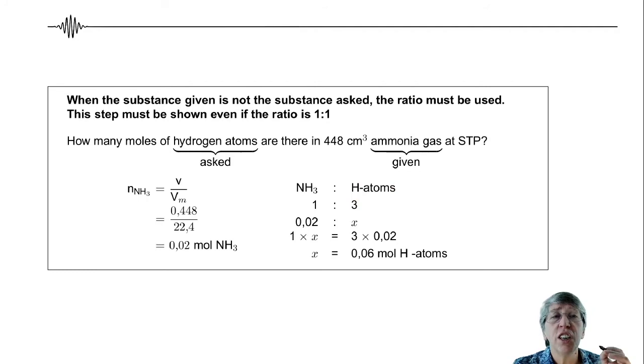Now there's no equation involved. It's just one substance, and I'm looking at the hydrogens in that. So see yourself taking one ammonia molecule and taking all the atoms apart, and then how many hydrogen atoms will you have? You will have 3 atoms. There's 3 hydrogen atoms in every single ammonia molecule. So here the ratio is something that you have to see from the compound formula. And I don't have 1 mole, I have 0,02 times 3, you end up with 0,06 moles hydrogen atoms in 448 cube centimeters of ammonia gas.